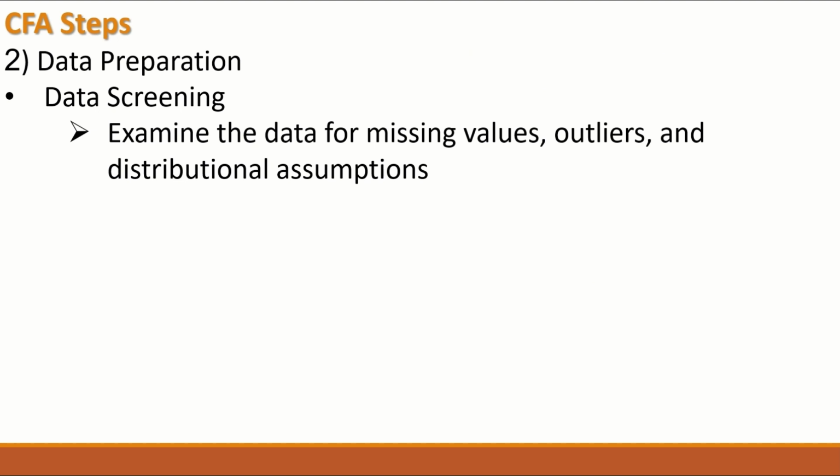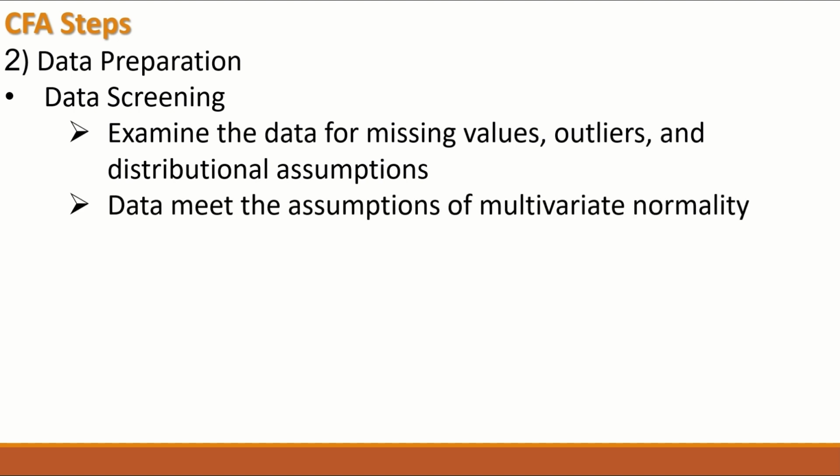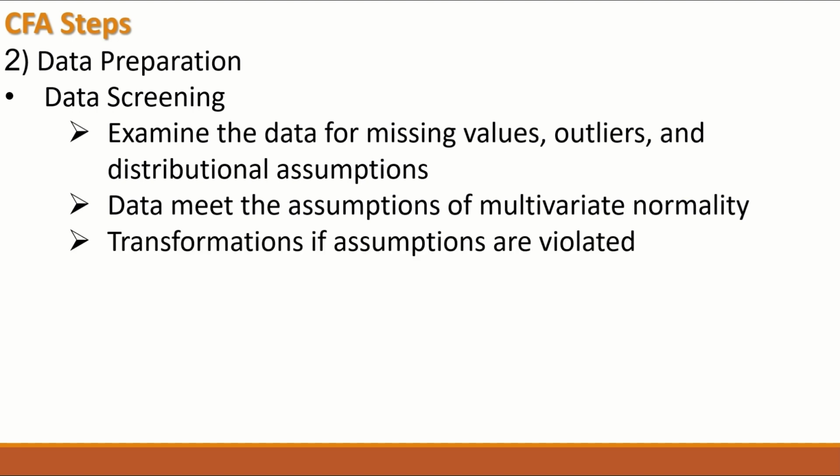You need to screen the data and examine the data for missing values, outliers, and distributional assumptions. Data should meet the assumption of multivariate normality, and transformation is done if assumptions are violated. So if the data does not follow a normal distribution, that's a violation of the assumption. The alternative way to resolve that is to transform the data.